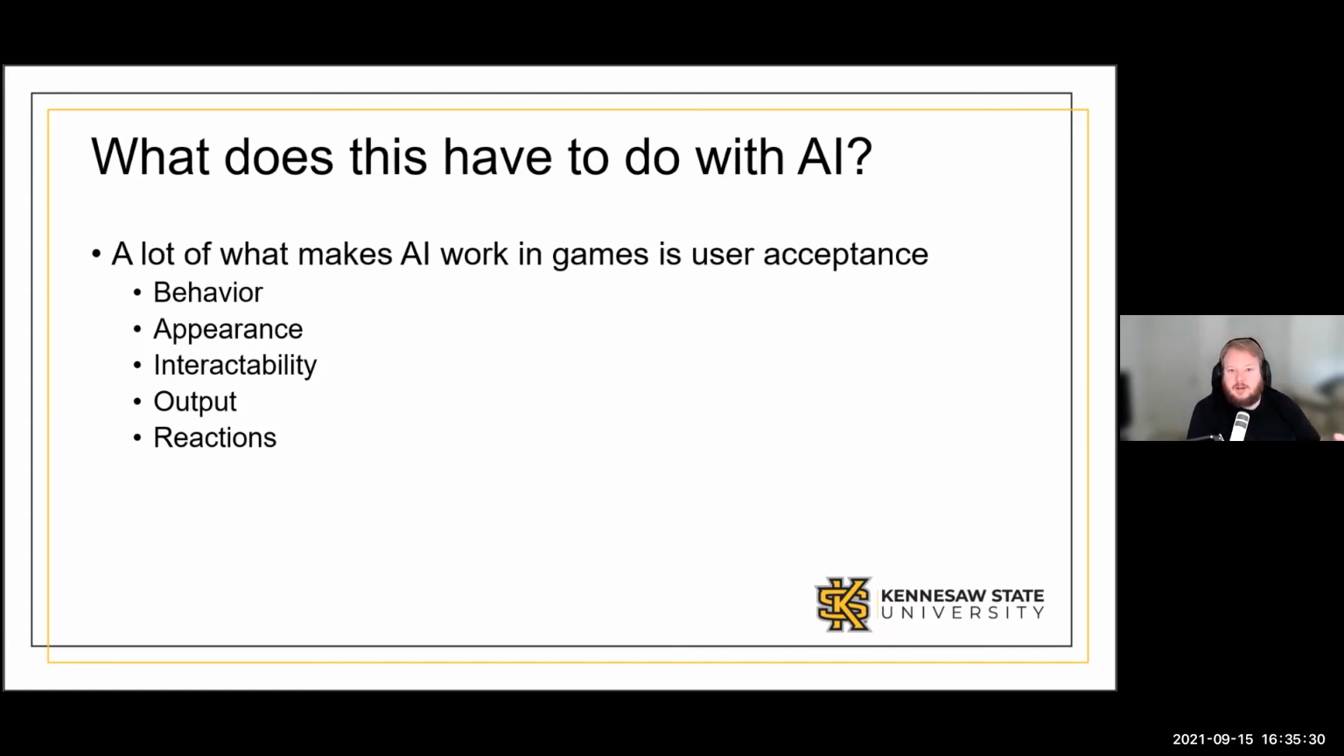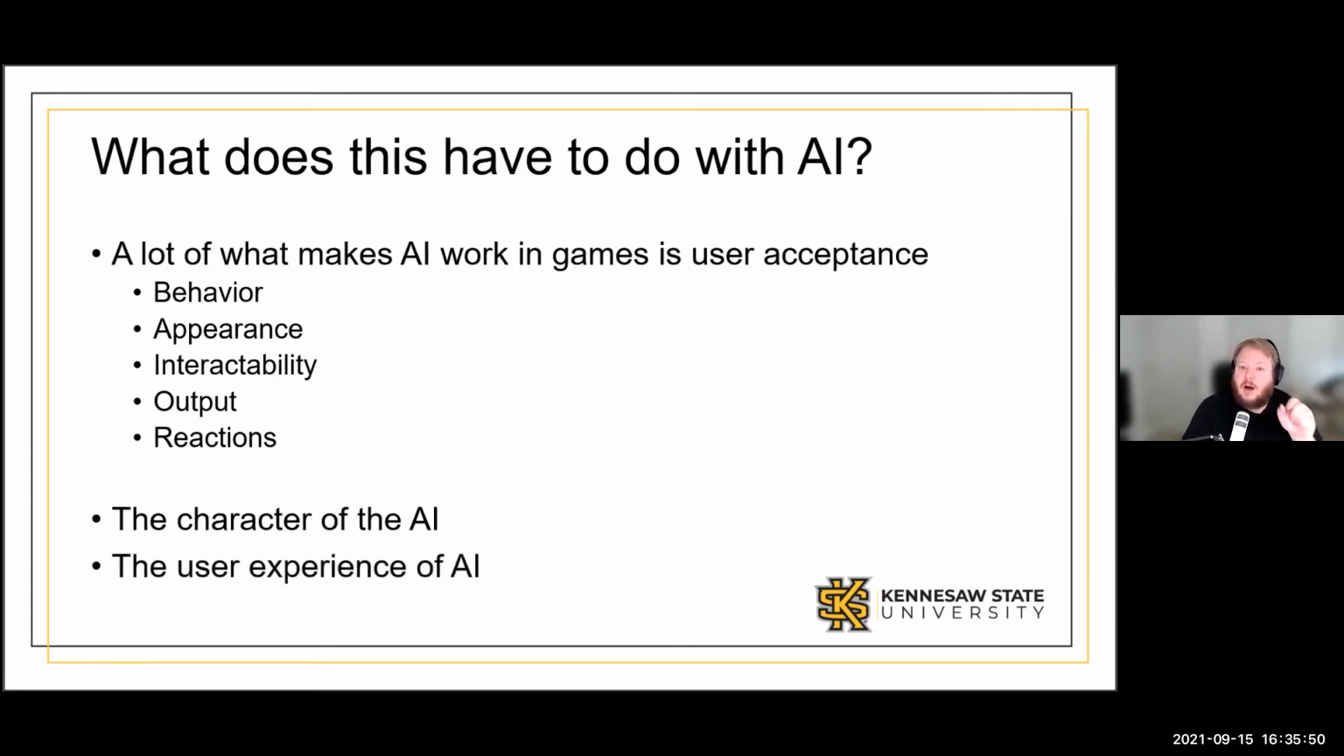And also how we can interact and get reactions from this AI to certain stimuli. Essentially, what makes AI work in games is the character of the AI. So the kind of character that we've told the user is there and the character it's actually exhibiting. And that creates the user experience of AI in games. So that's why I've been rambling about this for so long, because that's the kind of thing we need to think about if we want to evaluate how AI actually achieves user acceptance.